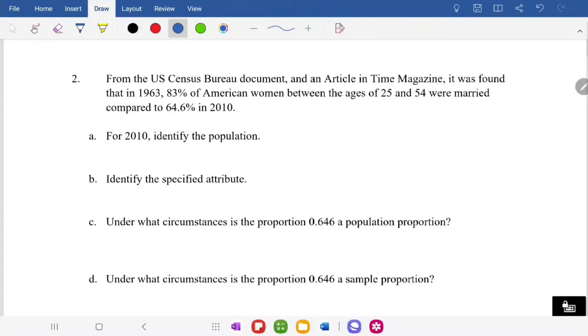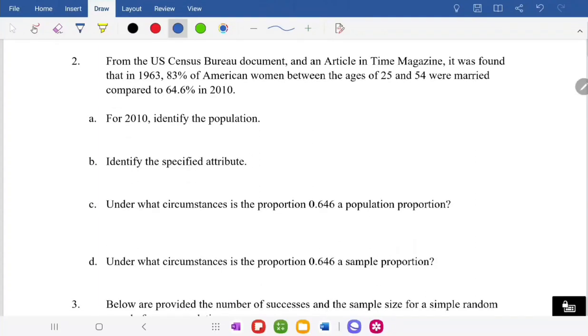Hello, everyone. This is another question from worksheet 1 of chapter 12. The second question here says, from the US Census Bureau document and an article in Time magazine, it was found that in 1963, 83% of American women between the ages of 25 and 54 were married, compared to 64.6% in 2010. For the year 2010, identify the population.